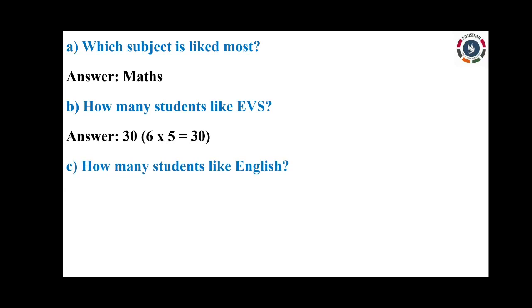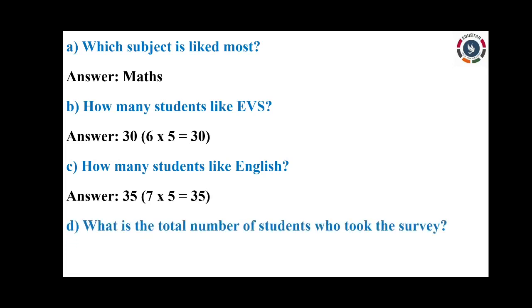Third question. How many students like English? In English, 7 book pictures are given. One book picture is equal to 5 students. So, 7 5s are 35. So, 35 students like English subject.